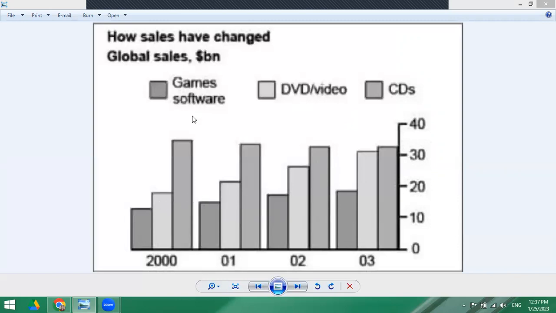So this is how your overall should sound. Overall, although the sales of CDs declined over the given years, they had the highest figures throughout the same periods. The same periods are 2001, 2, and 3. As for games and DVDs, their sales increased steadily.